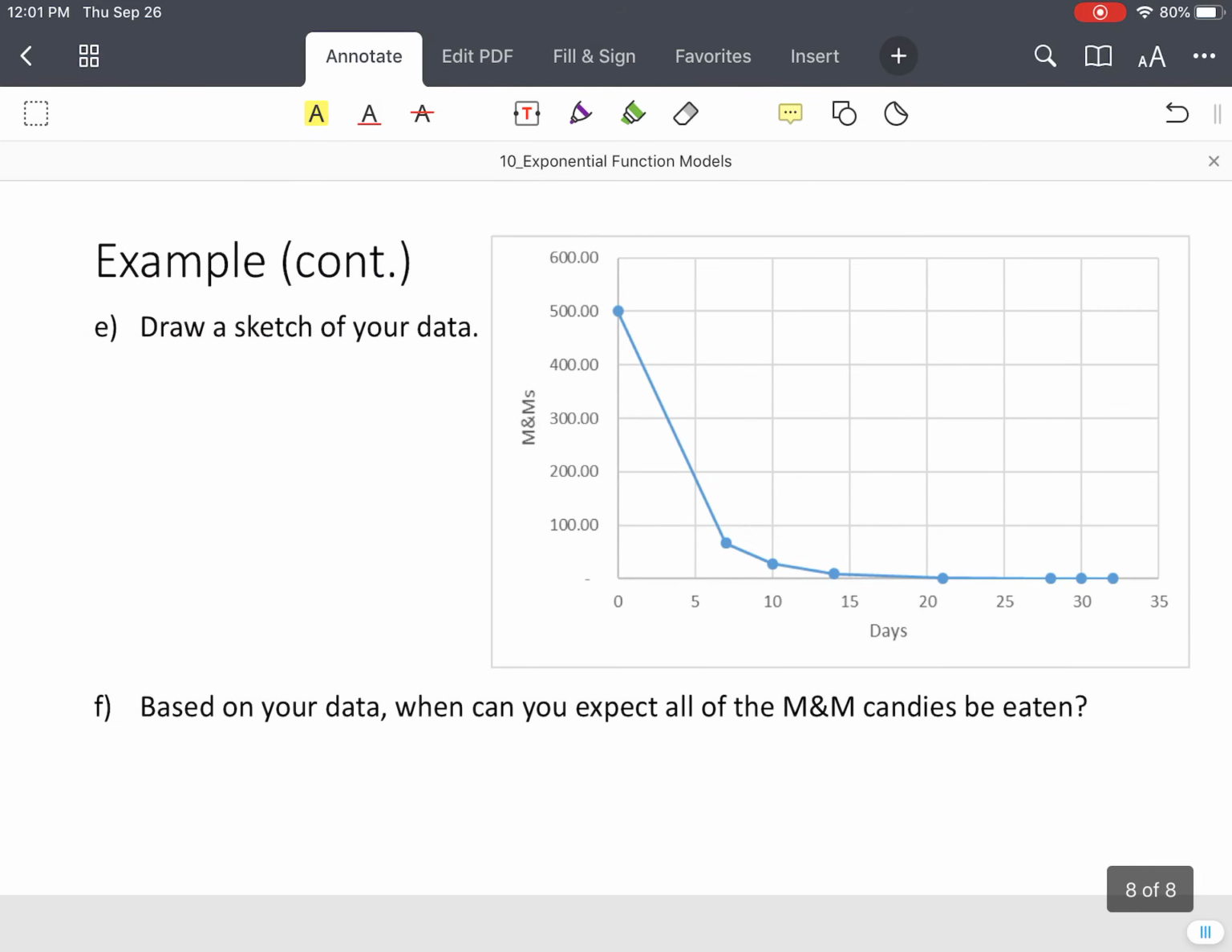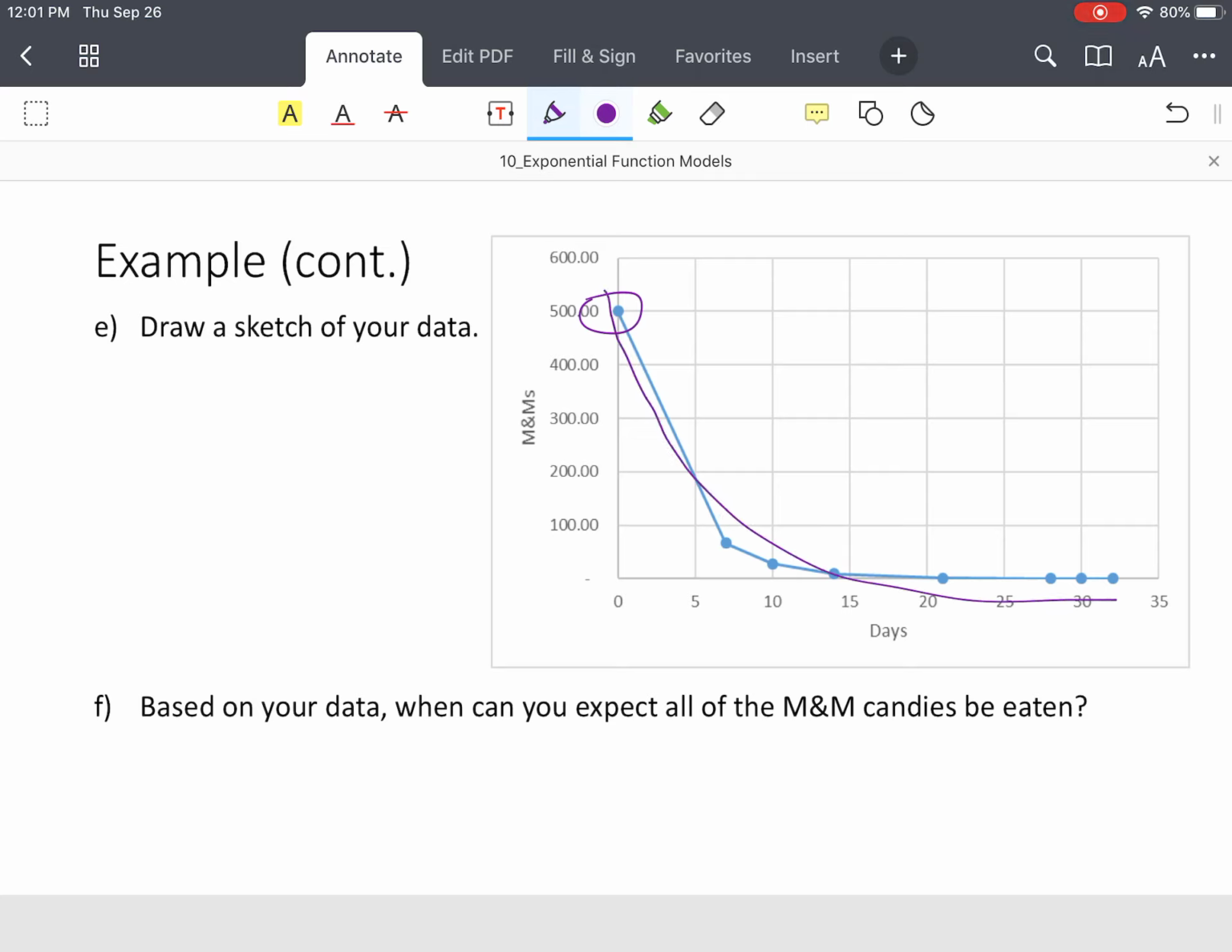Now we're going to draw a sketch. I've used Microsoft Excel. Notice your initial value is 500. You've got decay, right? It's not smooth, but it matches what we would expect exponential decay to look like. Based on your data, when can you expect all the M&M candies to be eaten?